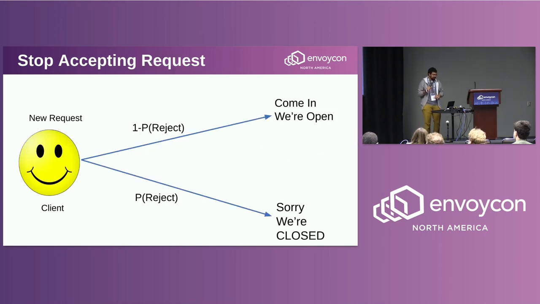Envoy has the ability to stop accepting requests. It's a way to fail fast and send a 503 response and avoid tying up even more resources for an overburdened Envoy. As there's an increase in resource pressure, we can increase the probability of rejecting a given request. We also have this capability for rejecting incoming connections.